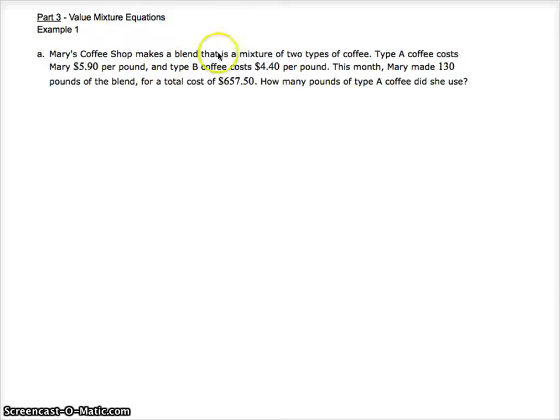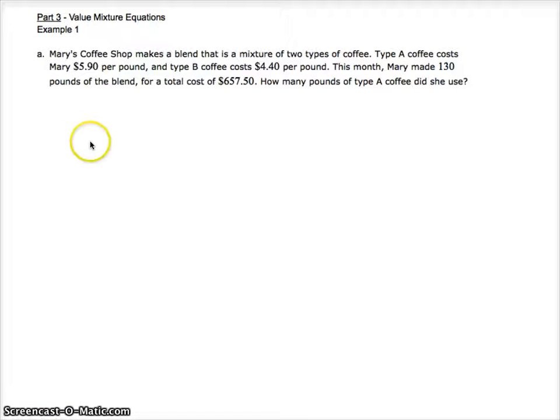Mary's Coffee Shop makes a blend that is a mixture of two types of coffees. Type A is $5.90 per pound, and Type B is $6.40 per pound. This month, she made 130 pounds of the blend, for a total cost of $657. How many pounds of type A did she use?